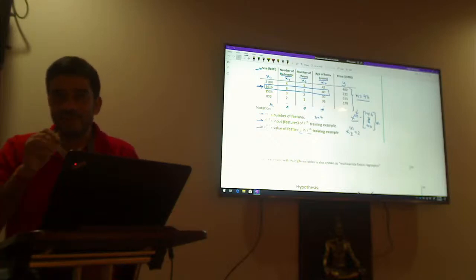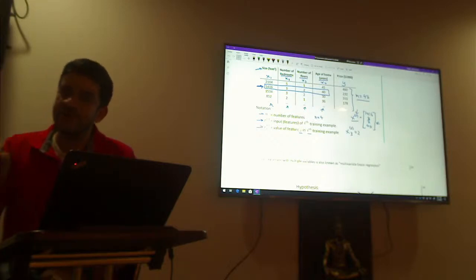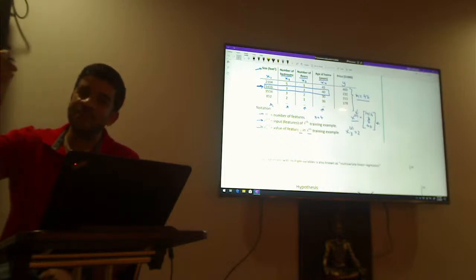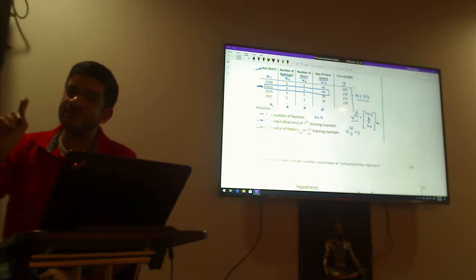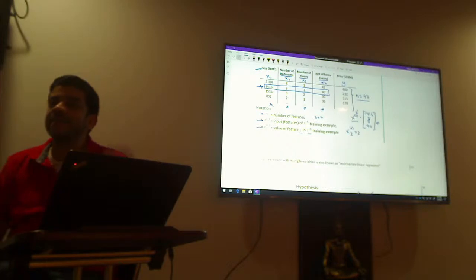Theta 0 x0, sorry, theta 0 x0, and x0 will always be 1. Theta 1 x1, theta 2 x2, theta 3 x3, theta 4 x4, theta 5 x5, dot dot dot, theta n x n. Yeah, x n, right.